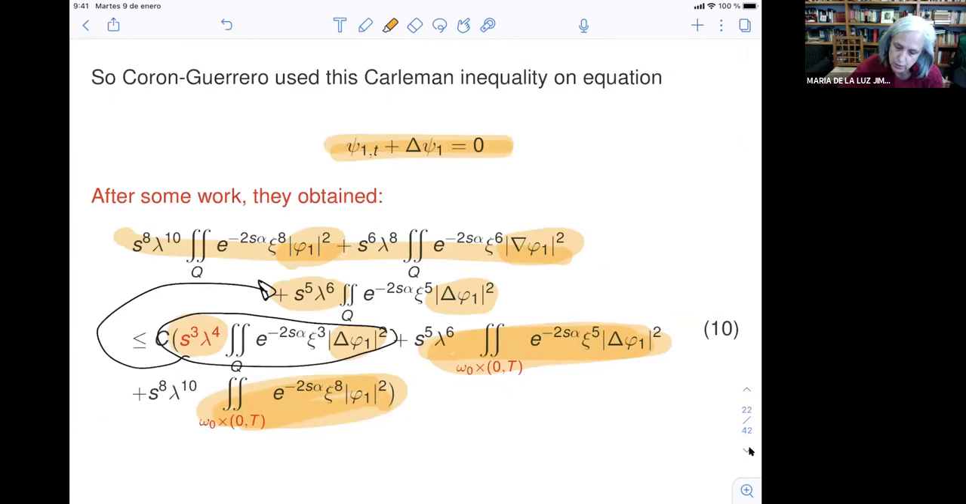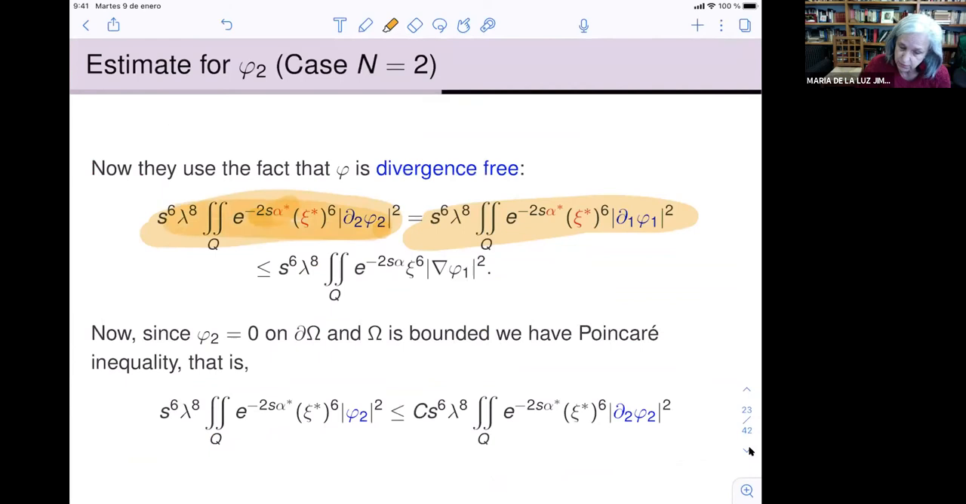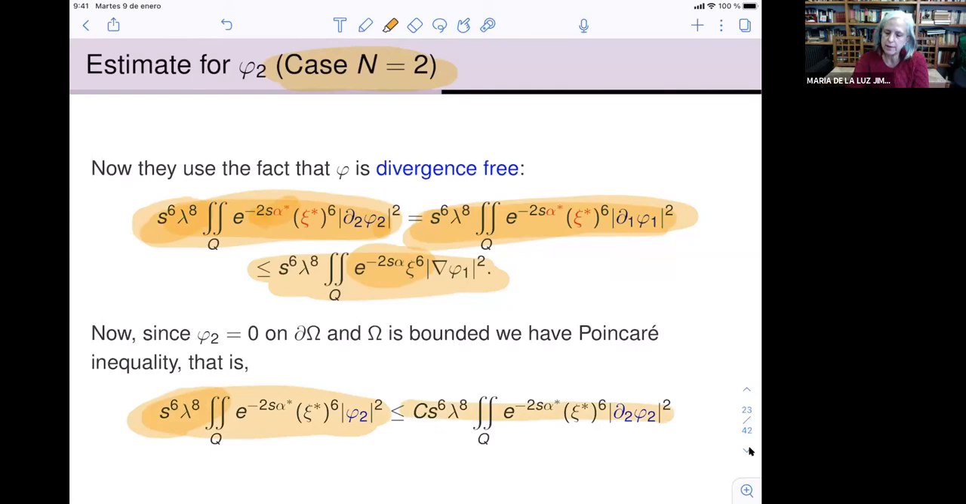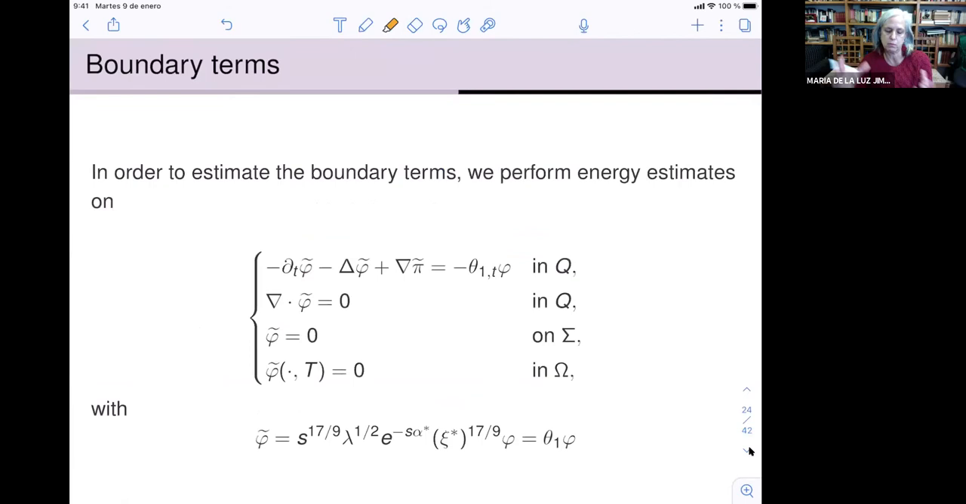So this is equal to this because this weight doesn't depend on x. And this is bounded from above by the norm with the complete weight of the gradient of phi 1. Then you can use the Poincaré inequality with phi 2, the second component of the Stokes equation. I recall that we are in the case n equal to 2. And with the same weight, I have here s to the 6 lambda to the 8, which is bounded by the Poincaré inequality by this. So you can put all together and get something more or less.